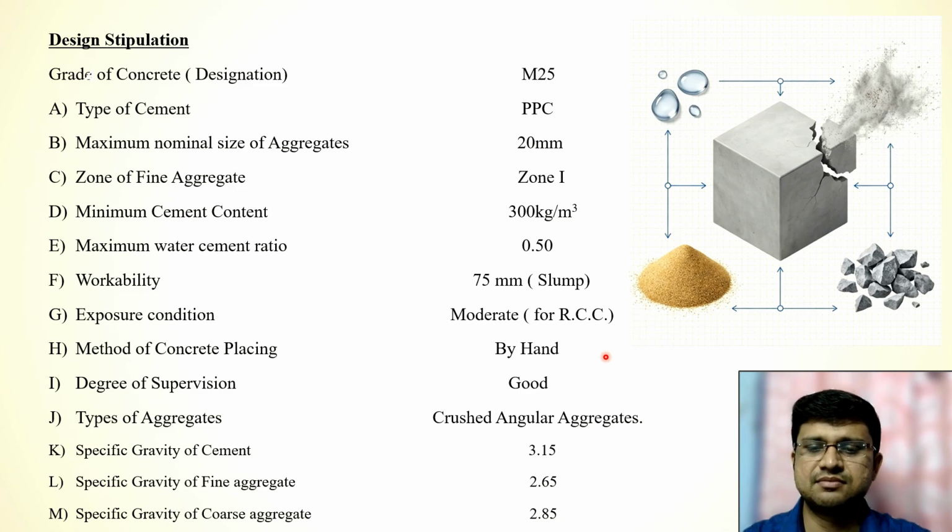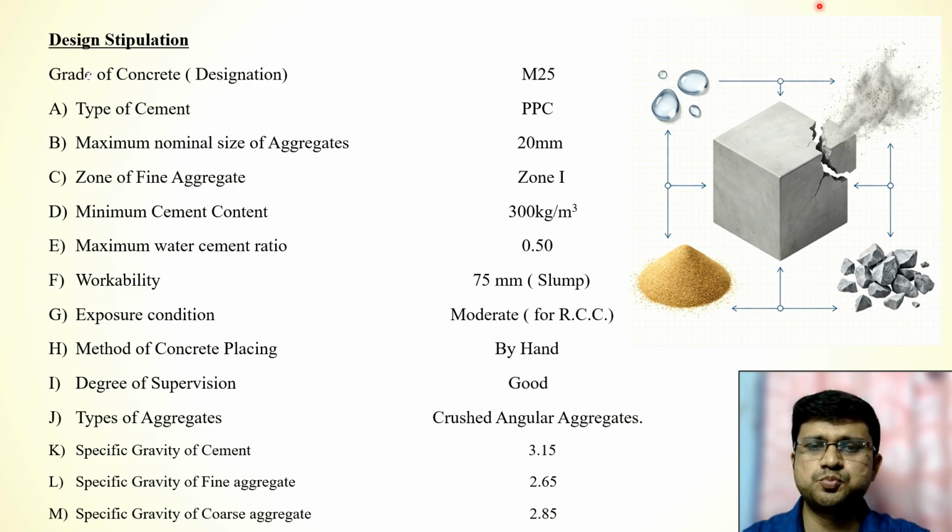Method of concrete placing is by hand. Degree of supervision is good. Type of aggregate is crushed angular aggregate. Specific gravity of cement is 3.15. Specific gravity of fine aggregate is 2.65, and the specific gravity of coarse aggregate is 2.85.